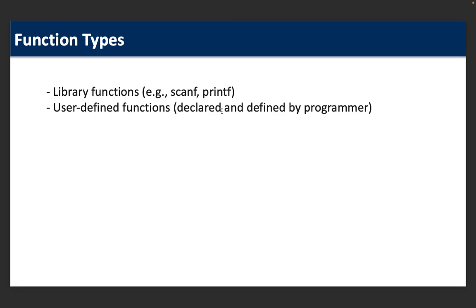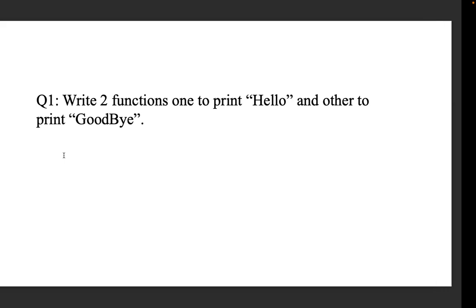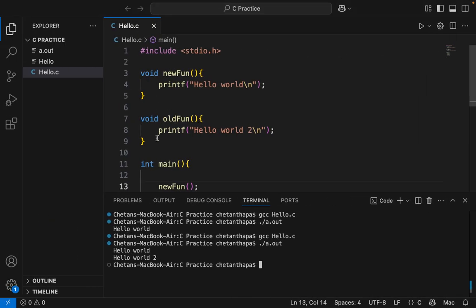It's saying a function can take values and return values. For example, void hello world, void print table int. Now, a function can take some value and return some value. What this means is, suppose it's void, it's not returning anything, and we'll show you what that means.